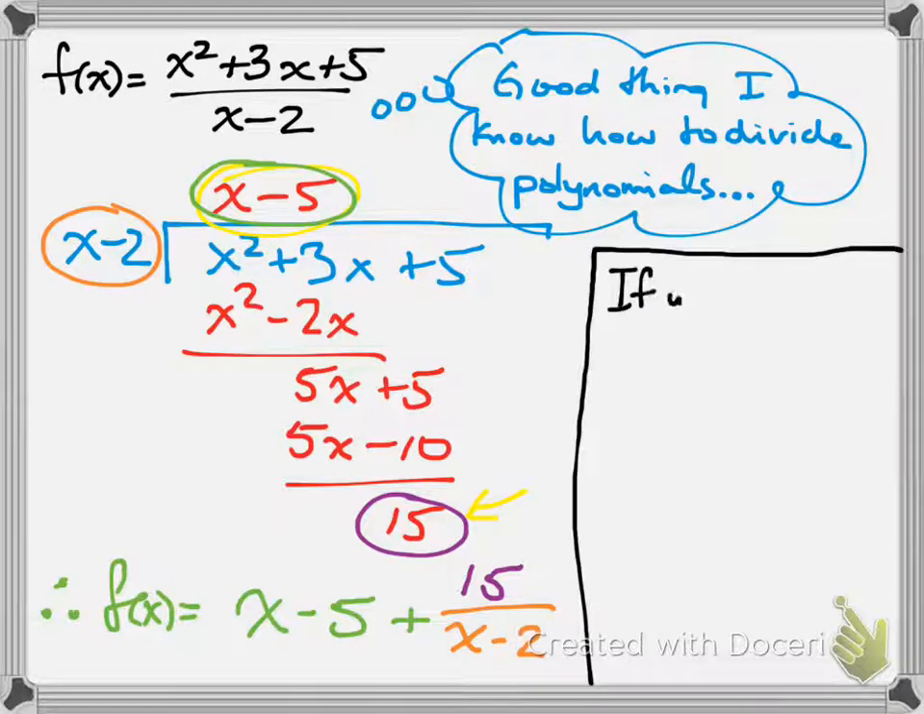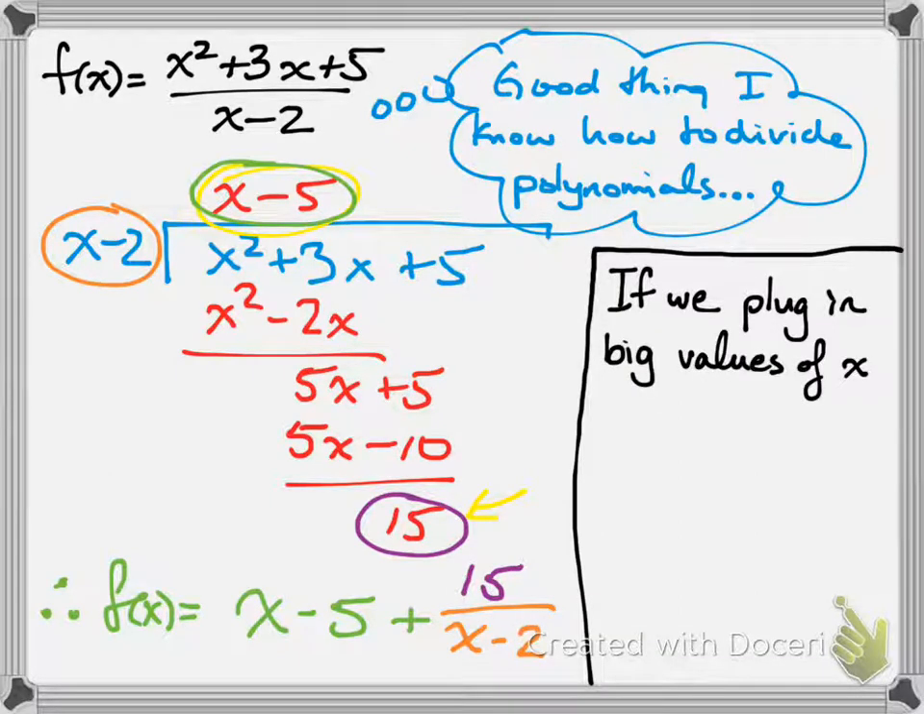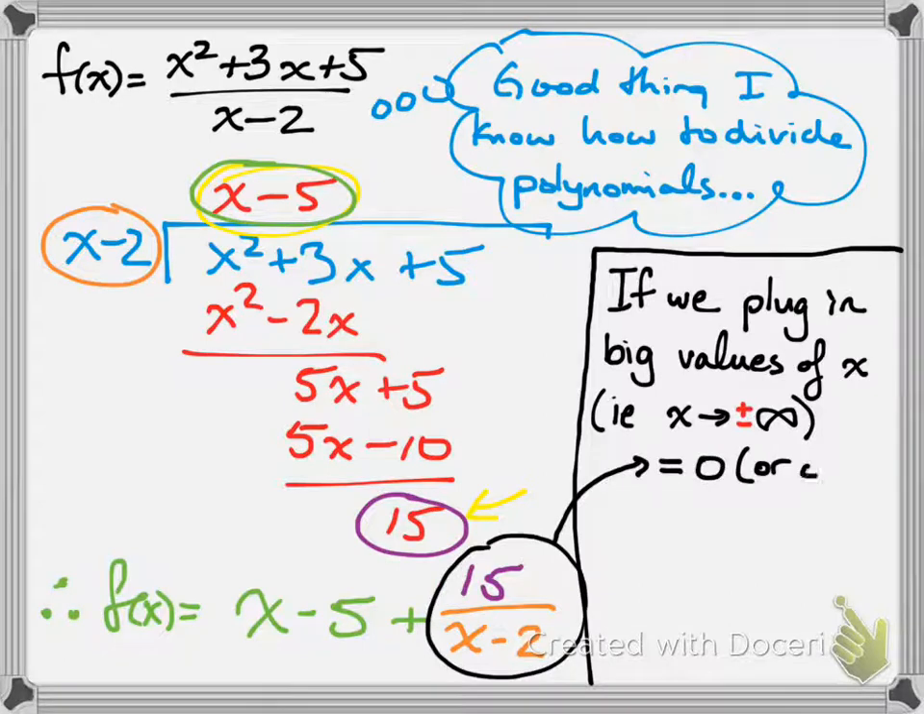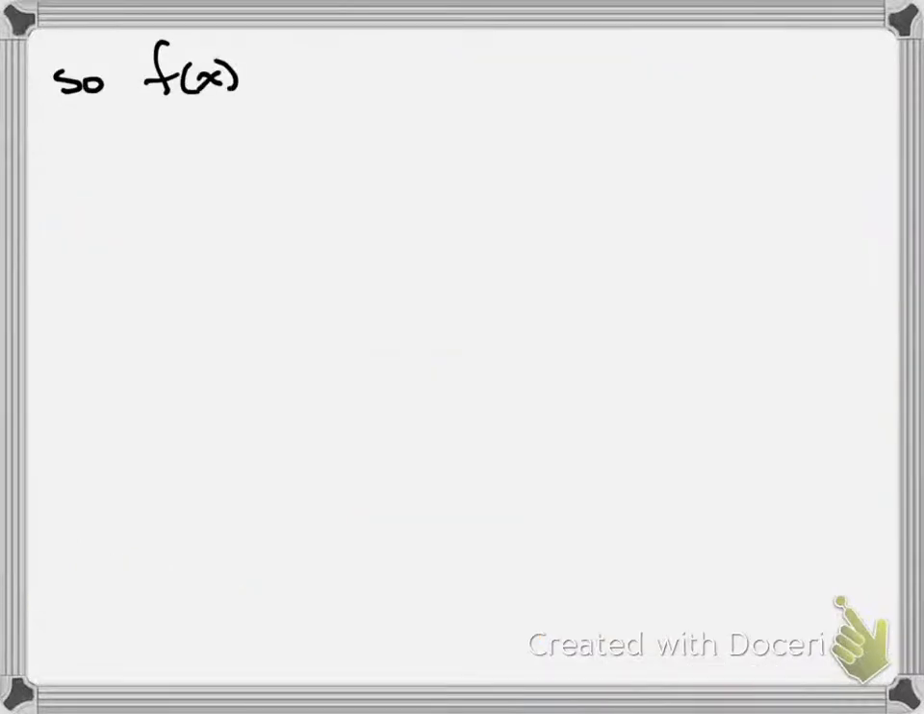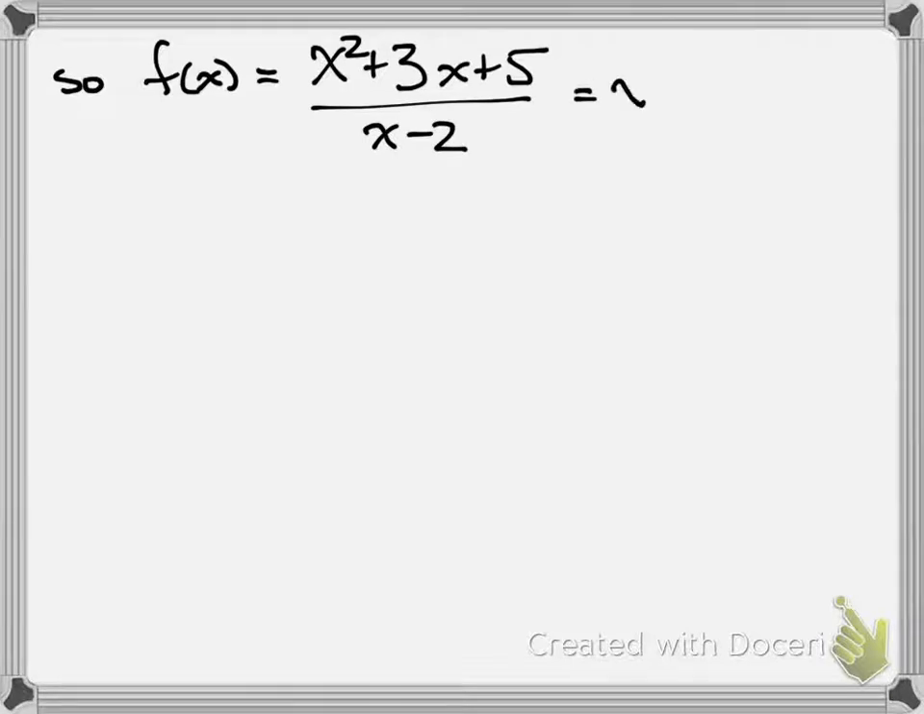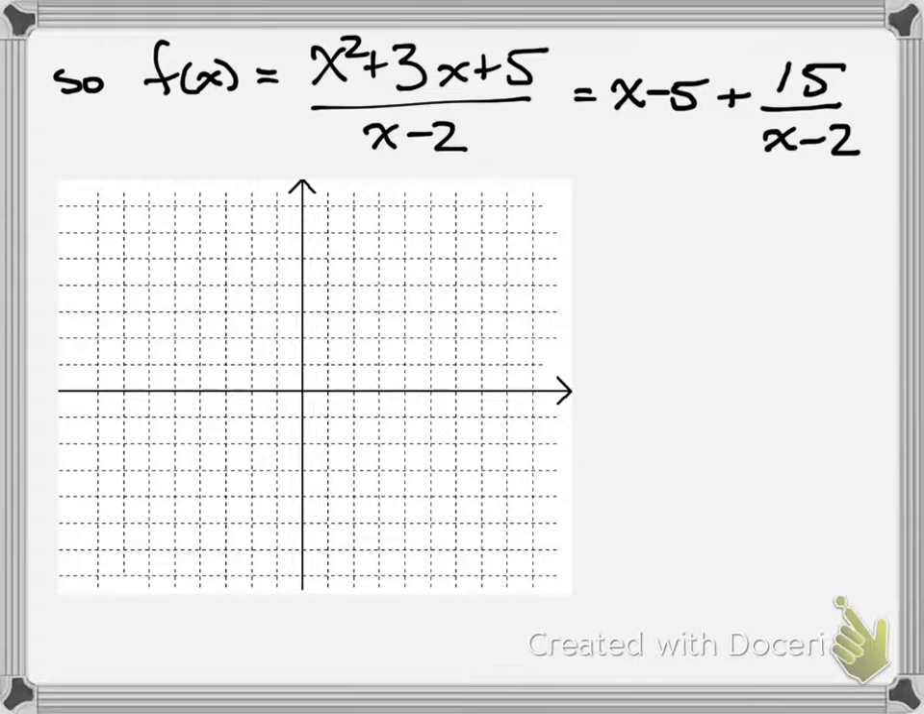So if we plug in a big value of x, which is what end behavior means, so x is infinity, positive or negative, that whole fraction goes to 0, or really close to it, because we have 15 divided by a huge number. So really, that means my function f of x behaves like x minus 5 for big values of x. What does that mean? Well, we have f of x as that function, or we could write it like this, which is what we found out. So let's graph x minus 5. So there's x minus 5. And what we know is as x goes to infinity, our function is going to get close to x minus 5.